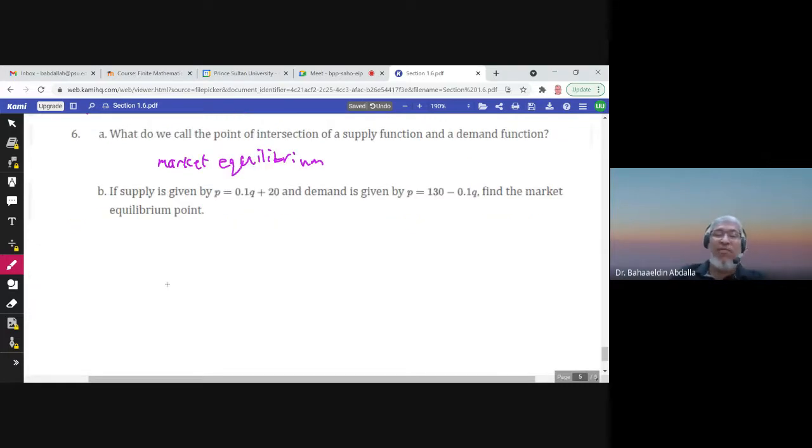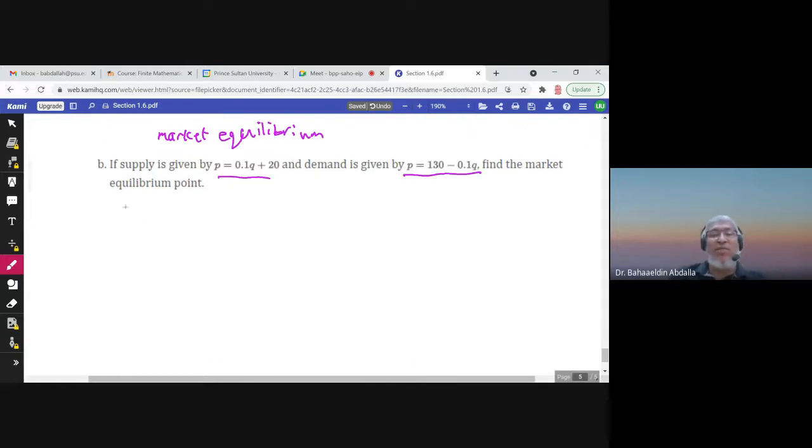If supply is given by this equation and demand is given by this equation, find the market equilibrium point. The market equilibrium point is when the supply equals the demand. So if we take this to the other side, 0.1 plus 0.1 would be 0.2Q, and 130 minus 20 would be 110. So the equilibrium quantity would be 110 over 0.2, and that's 550.